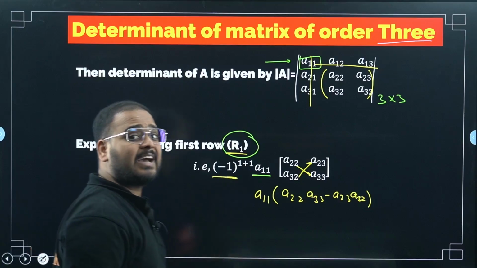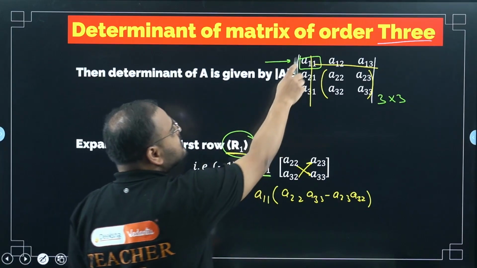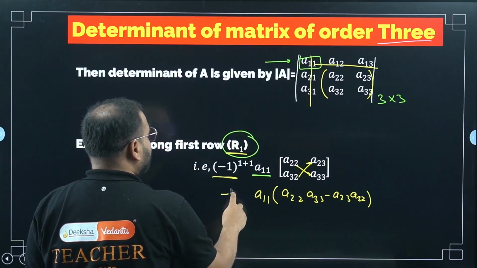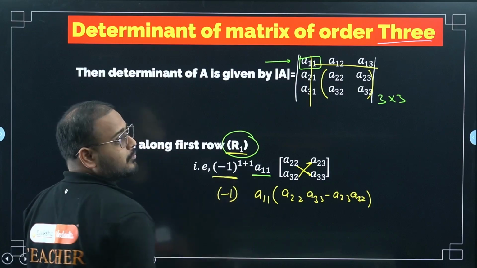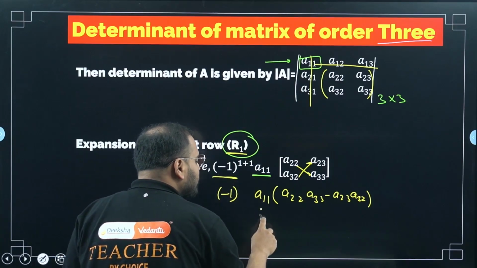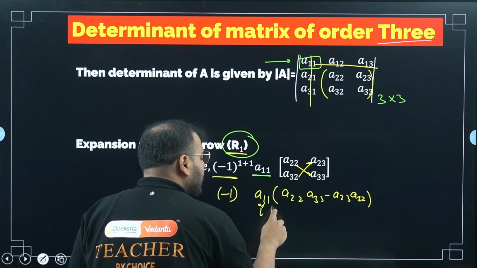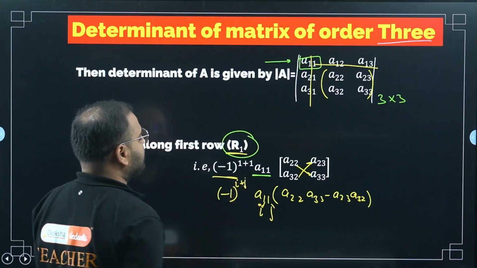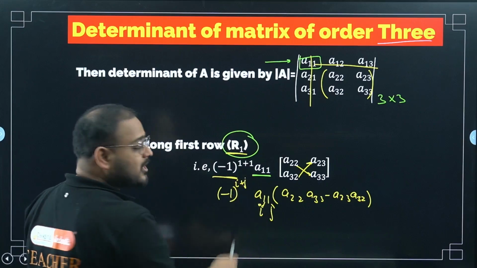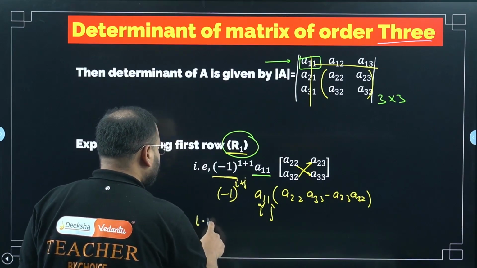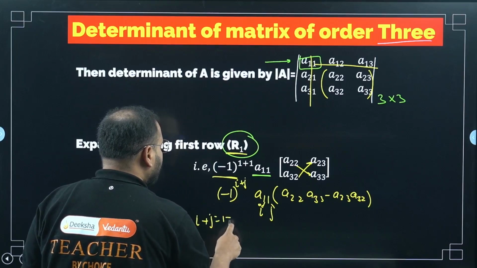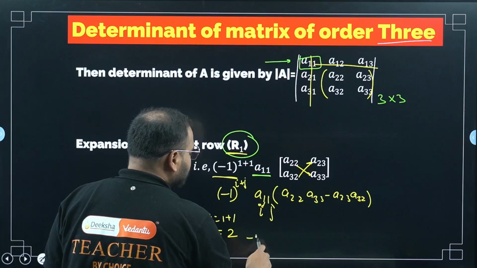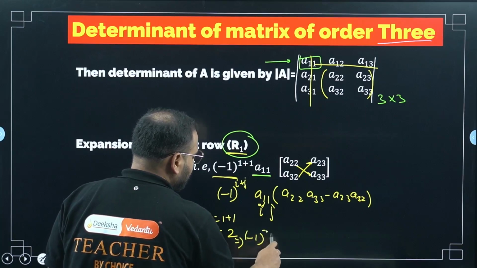This part I told you, the sign will come. To understand where the sign plus or minus should come, we take minus 1 to the power what? 1 plus 1. Why 1 plus 1? See here, my I value is 1 and my J value is 1. So basically it is I plus J, which here is 1 plus 1, nothing but 2. So it becomes minus 1 to the power 2, which is plus 1.